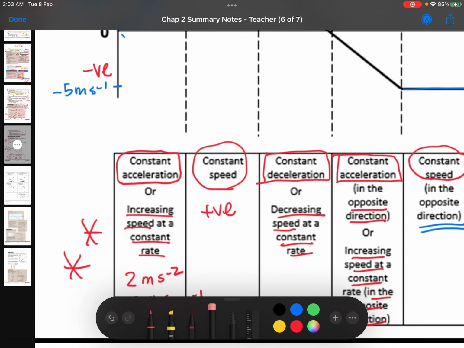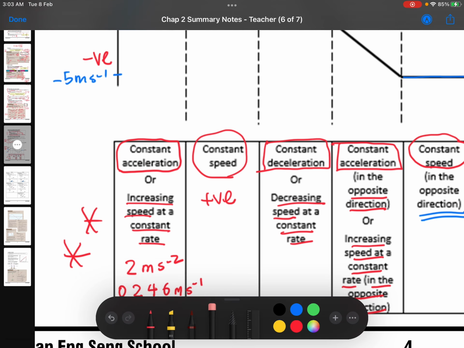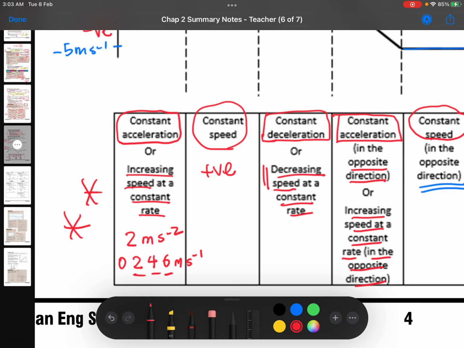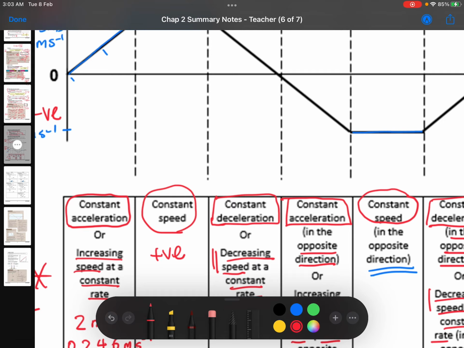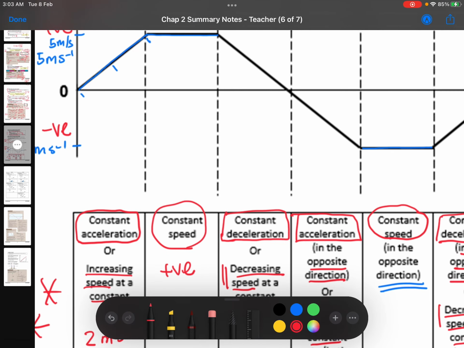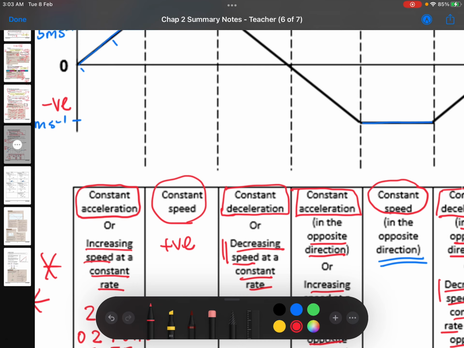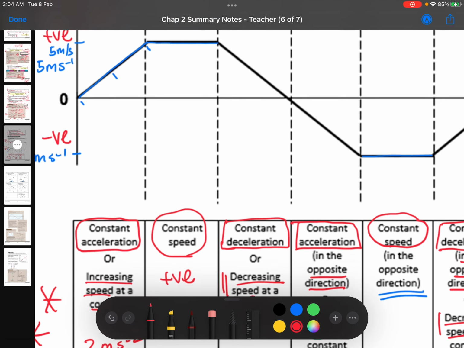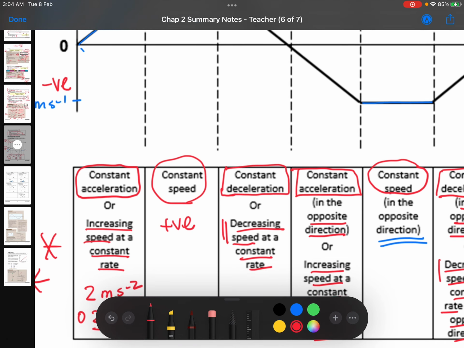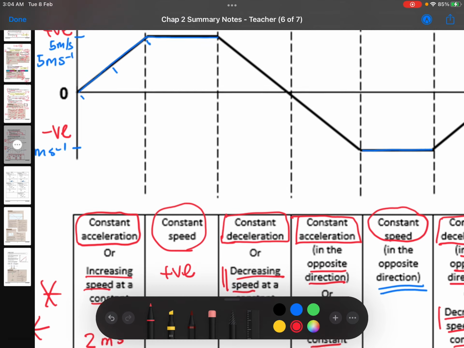Now, the second case, we are talking about constant deceleration. Now, let me tidy this up a little bit. Okay, constant deceleration, we are talking about decreasing speed at a constant rate. Now, this is very important. For example, when you are riding your bicycle and you are coming to a stop, ideally what you would like to do is to actually slow down at a uniform rate. In other words, decreasing speed at a constant rate. You don't want to jam brake and then suddenly lunge forward and fall down.